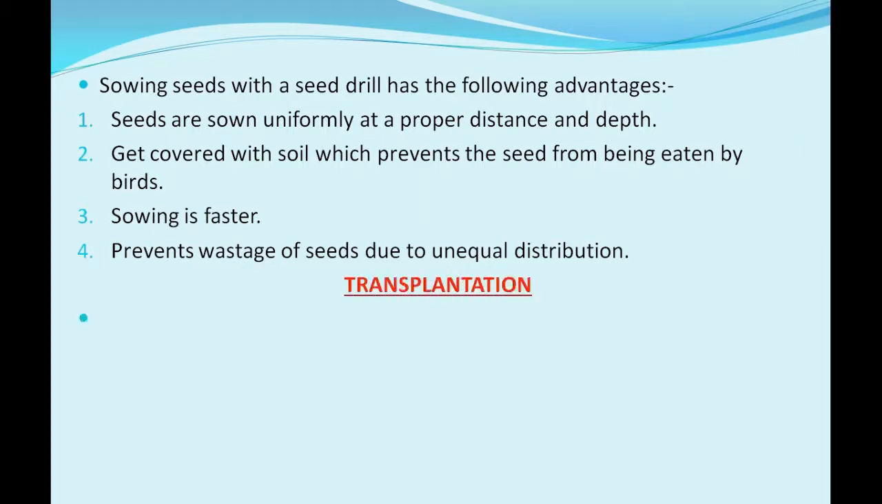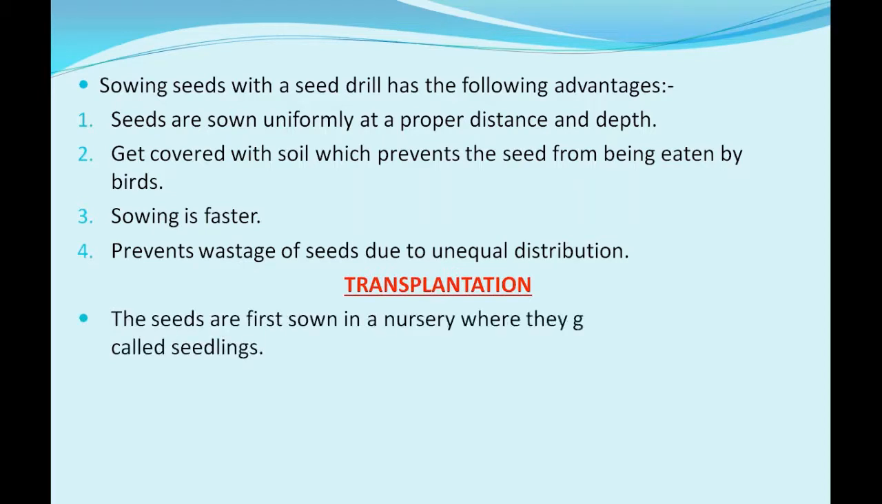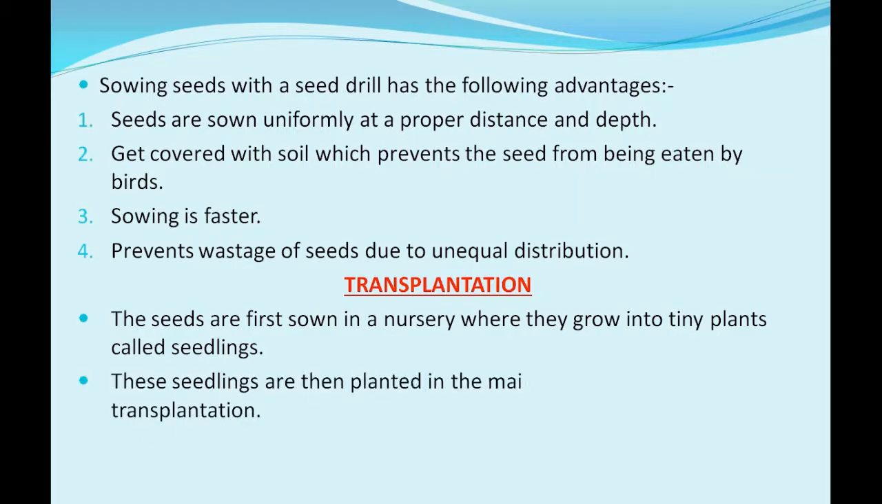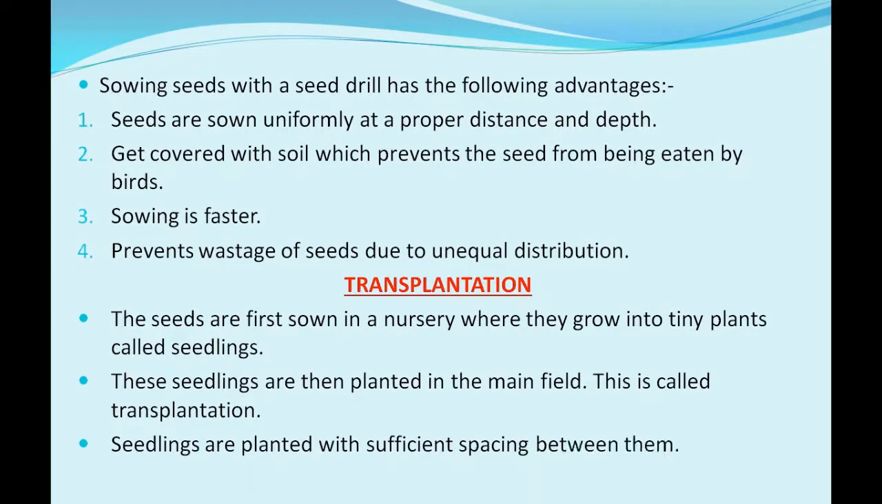Transplantation. The seeds are first sown in the nursery where they grow into tiny plants called seedlings. These seedlings are then planted in the main field. This is called transplantation. Seedlings are planted with sufficient spacing between them. This increases yield and crop production.